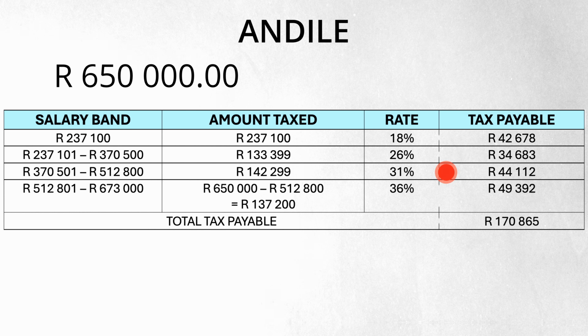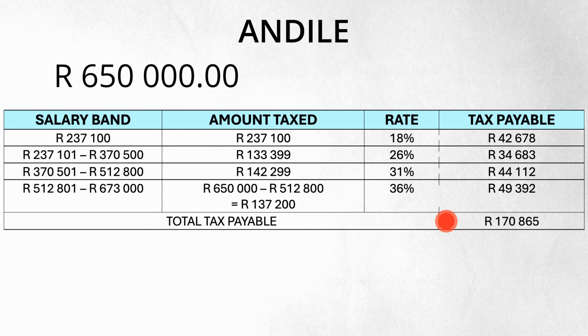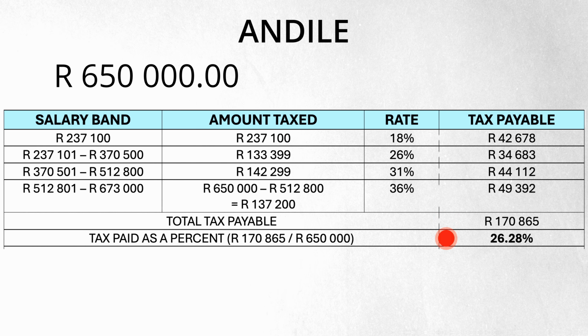And then finally, we have the last salary bracket of 137,200 Rand times the marginal rate of 36%, which gives us 49,392. And that ultimately gives us a tax for this man of 170,876 Rand. The other way to put this is that his take-home pay is 479,123. So, in effect, this man has paid tax at a total rate of 26%, which is very different to when we said his marginal tax rate is 36%.